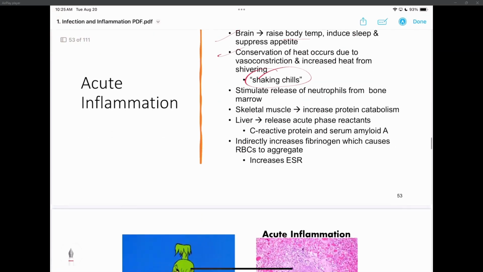We get neutrophils from the bone marrow. Skeletal muscle can cause increased protein catabolism. That's why when you get really sick for a while, you lose all this muscle mass, you lose weight, because your body is pretty much saying, we need a lot of resources to heal ourselves, so we're going to pull it from the muscle. The liver: C-reactive protein is a marker of inflammation. So if you're measuring CRP, you're doing it for the purpose of checking, is the body inflamed right now? Is there something going on under the whole situation causing them to have this inflammation?